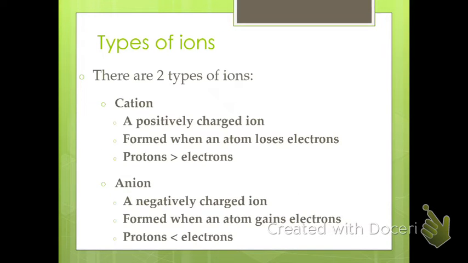So there are 2 different types of ions. There are cations, which are positively charged ions, and they are formed when an atom loses electrons. So that's kind of a hard thing for us to remember. Formed when an atom loses electrons, I would say, because it's positively charged, that can be kind of difficult to view if it loses electrons.